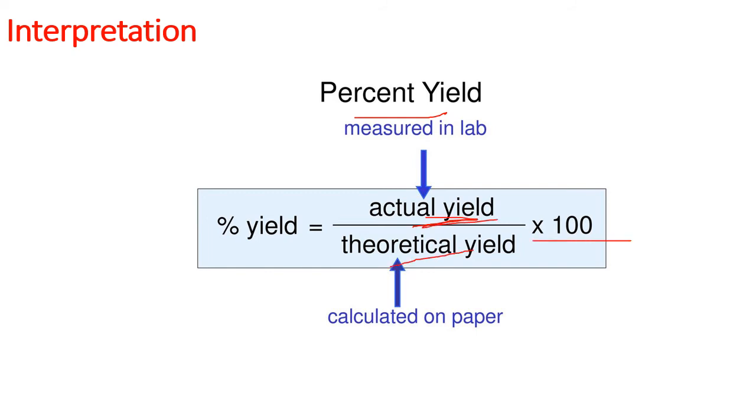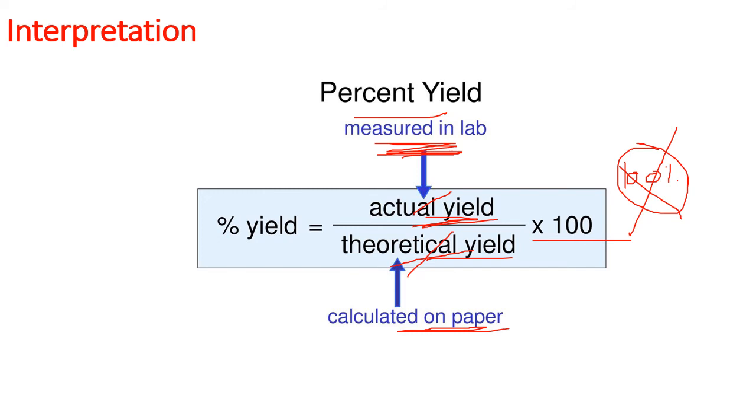This actual yield is the one you measured and got in the lab. However, the theoretical is the one that was done by the paper, by the paper and the pen and the calculator. If the actual was equal to the theoretical, you get 100% percentage yield, and this is just a theoretical value. This can never be attained.